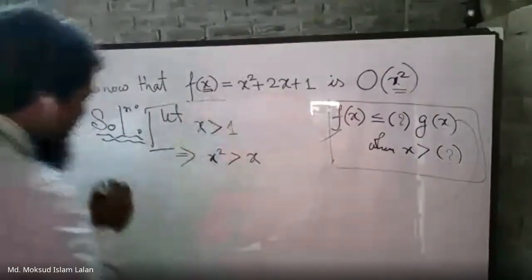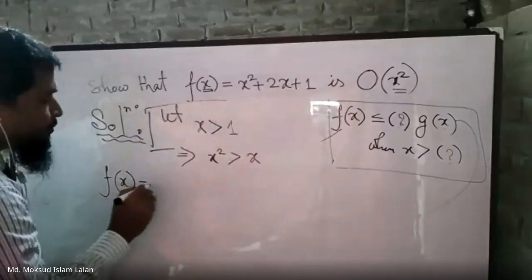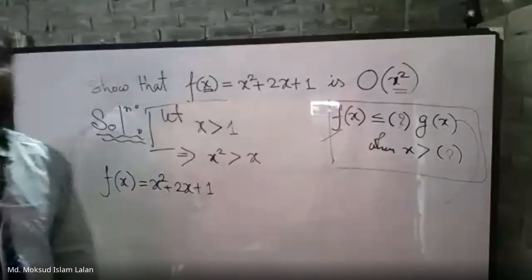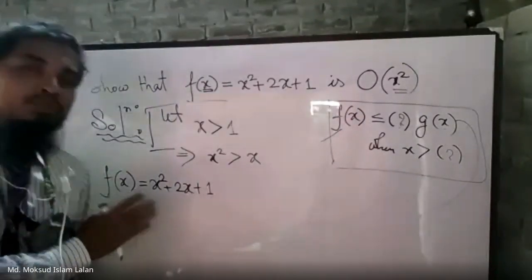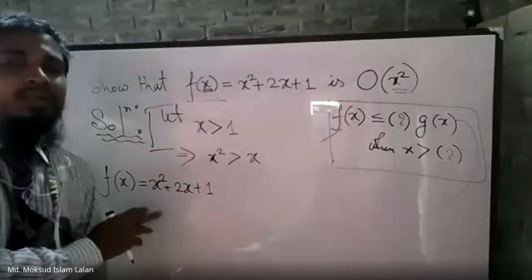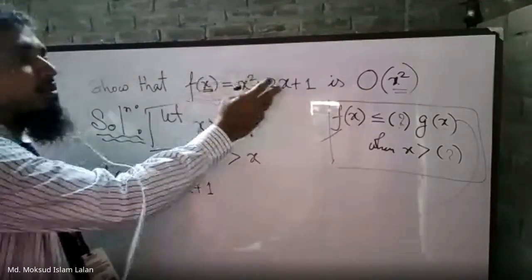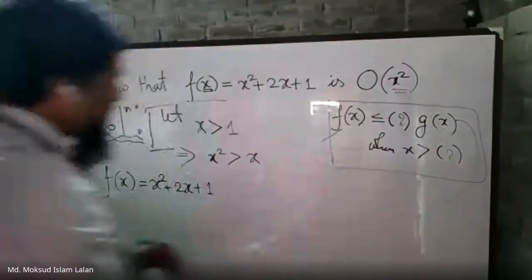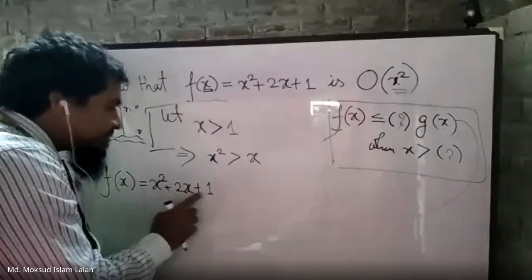So you can just write here f of x equals x square plus twice x plus 1. Is it clear? Actually, there are so many ways. This is not a unique result. You will not get a unique result for these types of math, because this is big O, so there are so many chances. There are so many constants you can consider, right? So here x square plus twice x plus 1.